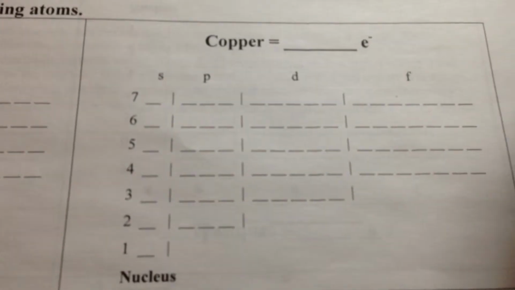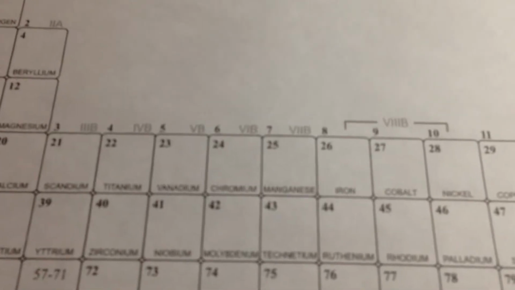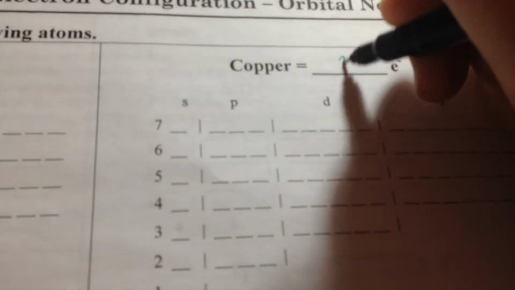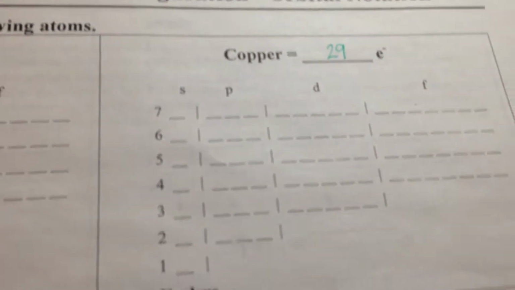In the next one we have copper, and copper is a bit larger. So we come to our periodic table, we find copper on there. There's copper. It is number 29. So come back over here, we fill in the number 29 for our electron count.